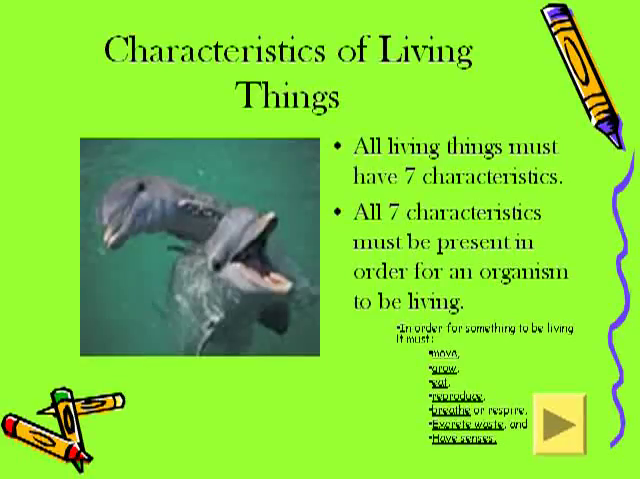All living things must have 7 characteristics. All 7 characteristics must be present in order for an organism to be living.